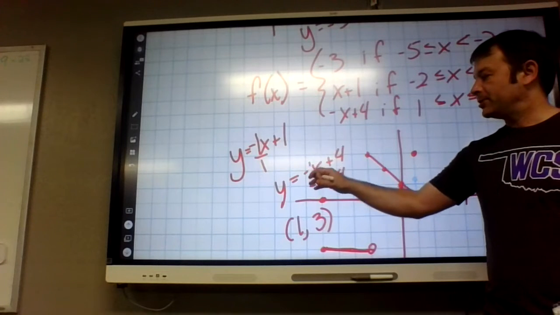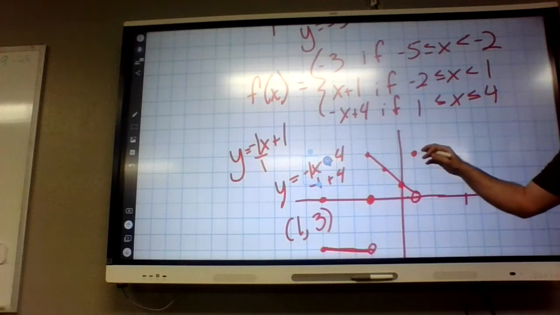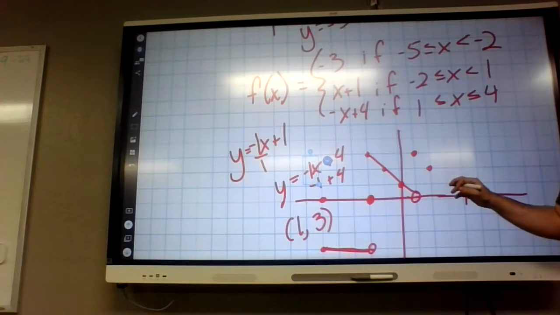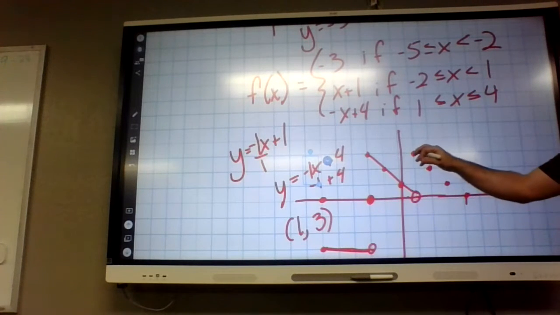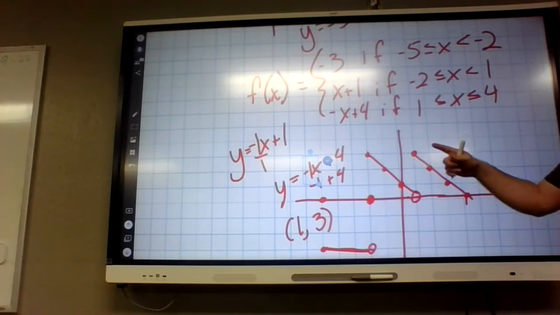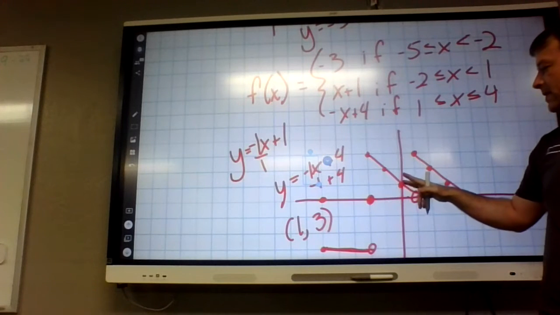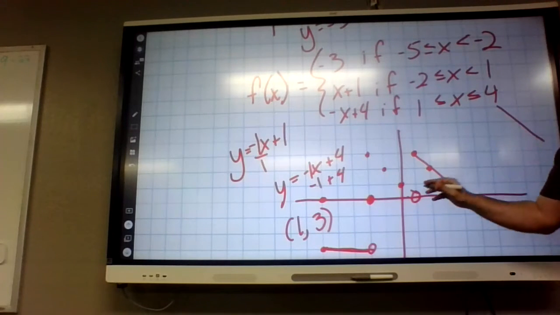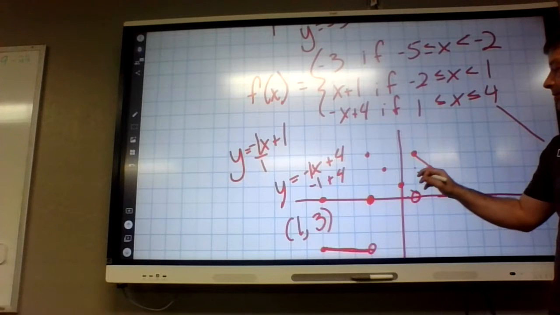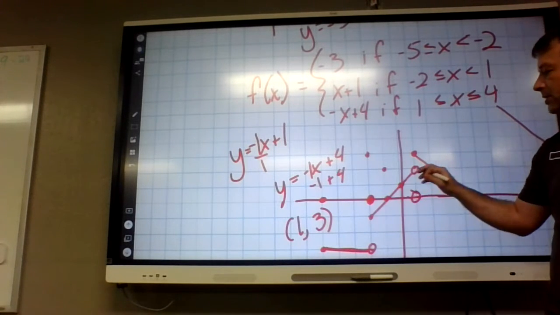Probably an easier way though is just go ahead and start using the slope, which is -1 over 1. So it's -1 over 1, -1 over 1. Like that. I feel like I copied something wrong. I did. This was a positive x. Oops. So it should have been going up, not down. So it should look like that. My bad.